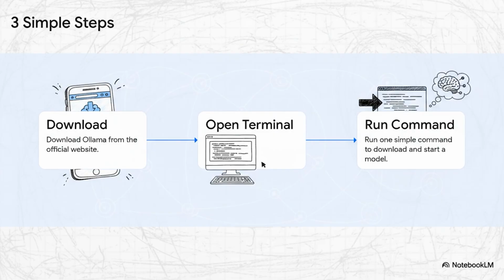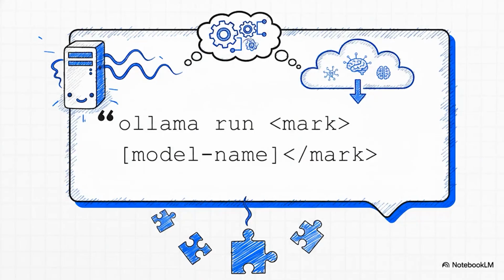When I say simple, I mean it. The whole process is just 3 steps. You download the app, you pop open your command line or terminal, and you run one single command. That's it. That's the whole thing. It makes this stuff accessible to pretty much anyone. And this right here, this is the magic command. All you do is type ollama run and then the name of whatever model you want to try. From there, Ollama just takes over. It handles downloading it, setting it all up. Basically, it does all the heavy lifting for you.